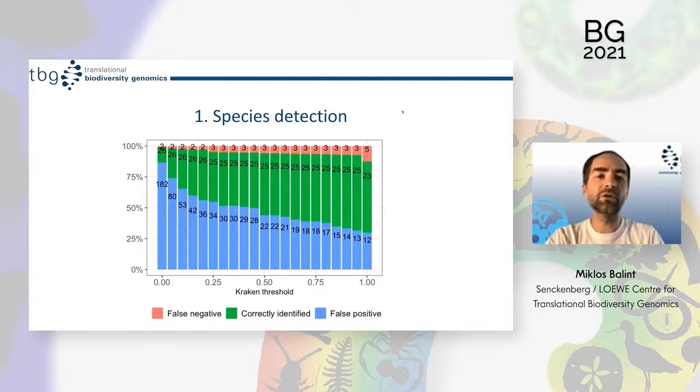And what we are getting at first in terms of species detection, what you see on this graph, on the x-axis is the Kraken classification threshold, and on the y-axis you see the percentage of species which get correctly identified in green, or they are false negative identifications or false positive identifications. We have a number of consistently false negative species. Most of the species are recovered regardless of the threshold, but there is a tremendous drop in the false positive identifications. Nonetheless, even with very stringent classification thresholds, we have a number of species that are false positive identified. And we think this is because of the genomes which were not repeat masked in this phase.